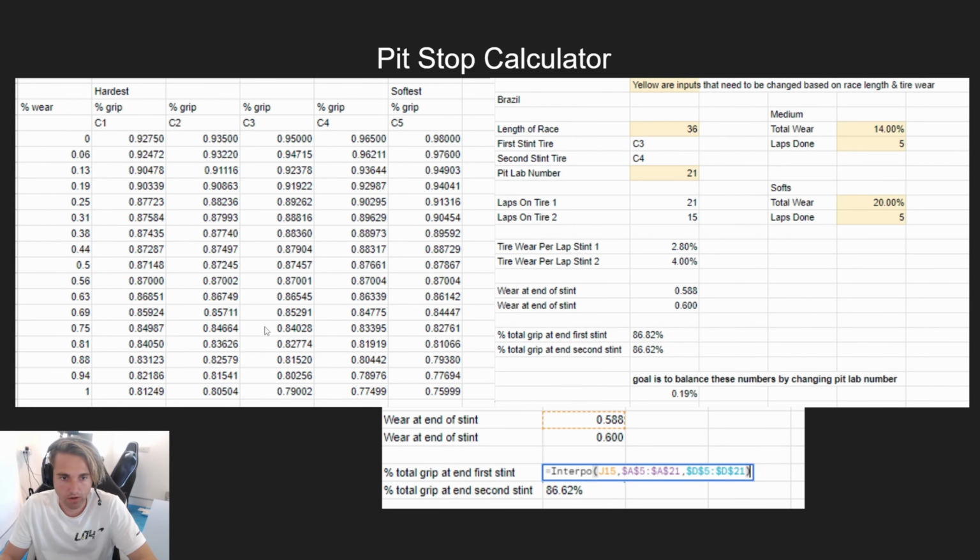So this is just a pit stop calculator. You've seen this before. Percent wear, percent total grip on the left. Here are the inputs we're putting in. Remember, the goal is to balance these numbers by utilizing each tire as much as you can, looking at the wear at the end of the stint. A small change here is that we're able to use this interpolation function to look at every column in the row and not have to manually select each row and each column. It's a little faster now. But basically everything's the same here.